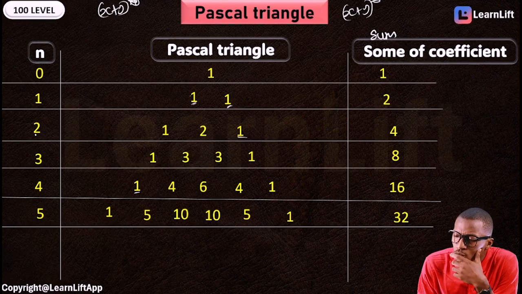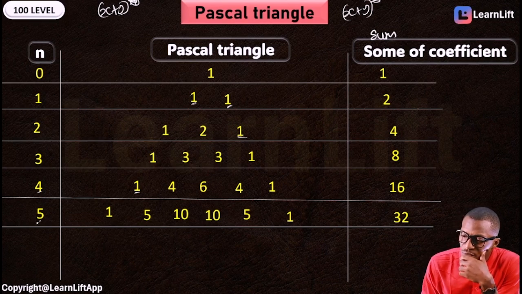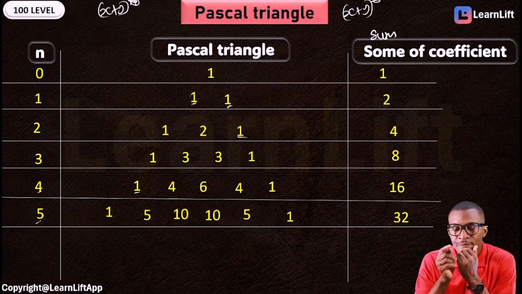When the power was 2, how many terms do we have? 1, 2, 3. When it was 3, we have 4 terms. Look at it: 1, 2, 3, 4. When it was 4, we have 5 terms: 1, 2, 3, 4, 5. So when it was 5, we have 6 terms. Let's count: 1, 2, 3, 4, 5, 6.